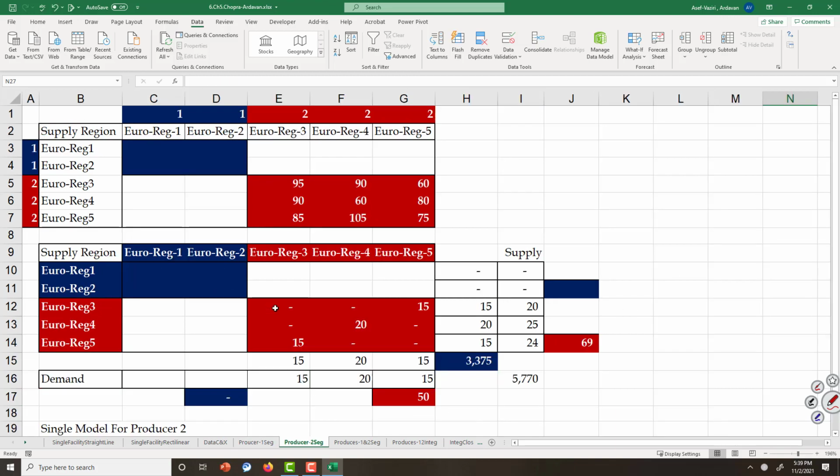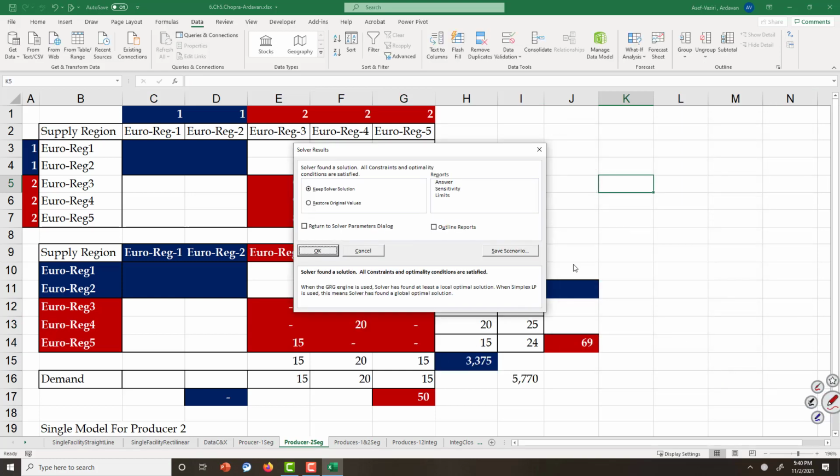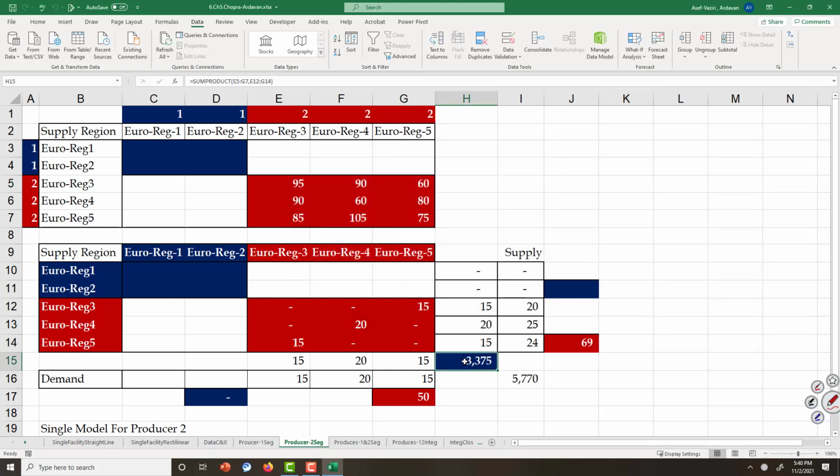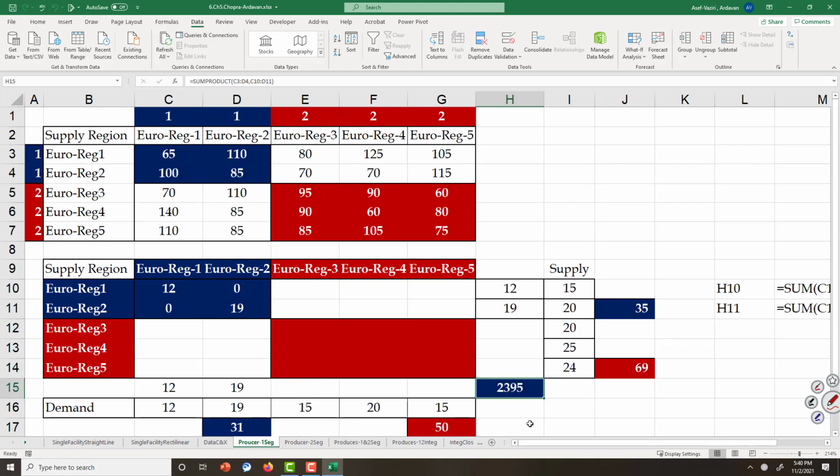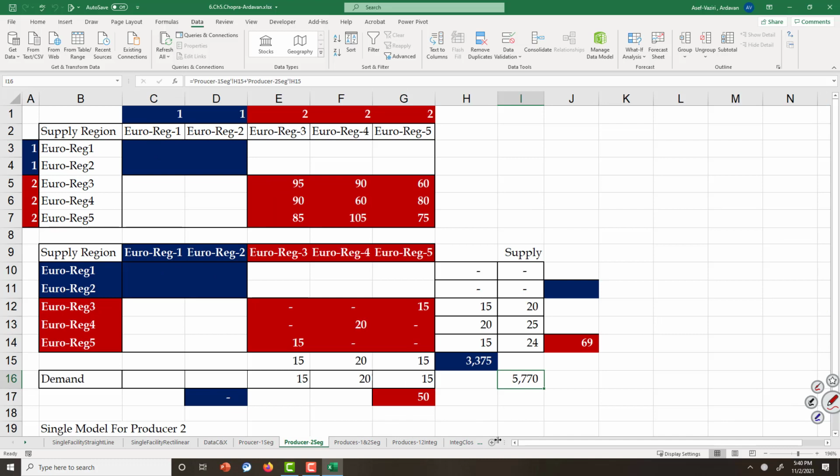We can repeat the same process for firm 2. Summation of these numbers should be less than or equal to the total capacity. Summation of these numbers should be equal to the total demand or greater than or equal to the total demand. And then solver, solve, and this is the optimal solution for red firm, and this was the optimal solution for blue firm, and summation of the two objective functions were $5,770.